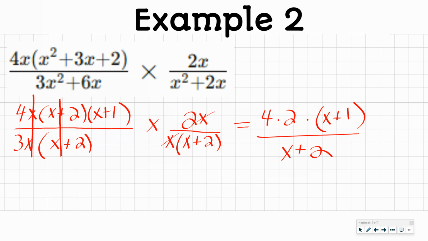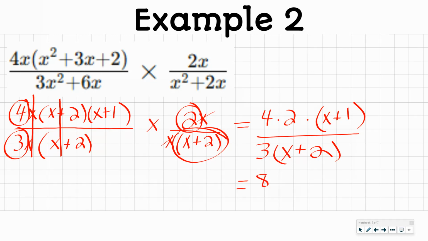Oh, I have that 3 out there. Don't let me forget the 3. So I didn't cross off the 3. I didn't cross off the 4. I didn't cross off the 2. And I didn't cross off the x plus 2. So I've got it all over there. Bring it all together. 4 times 2 is 8. 8 times x plus 1 all over 3 times x plus 2. That's my final answer. How'd you do on that?